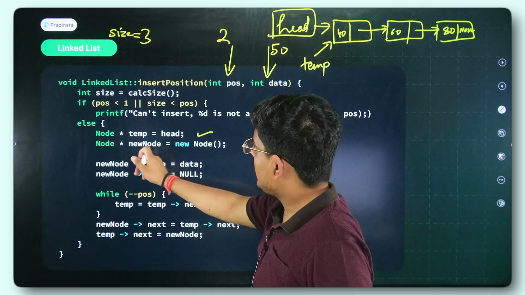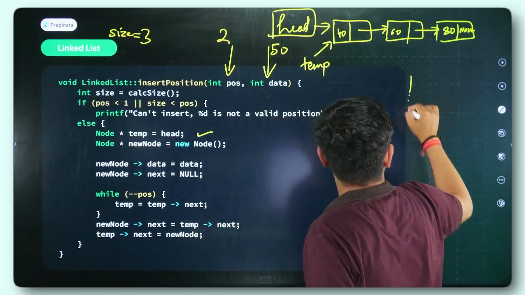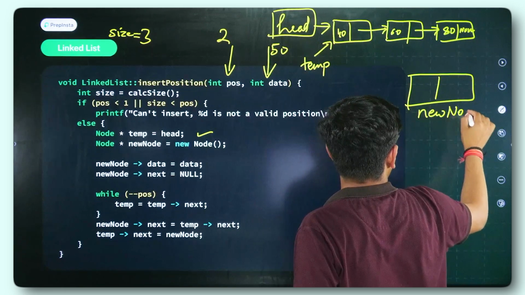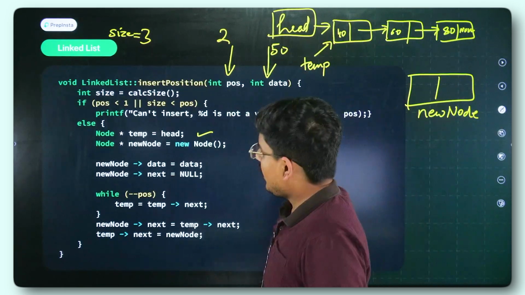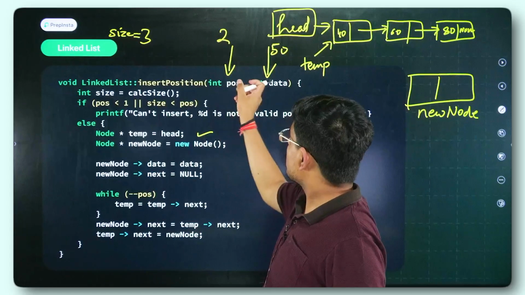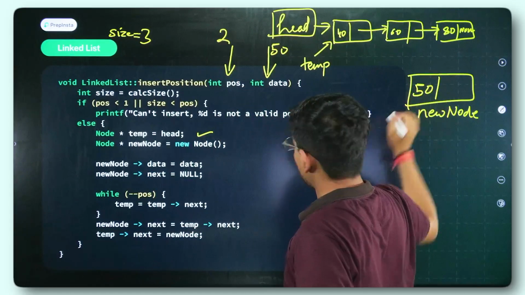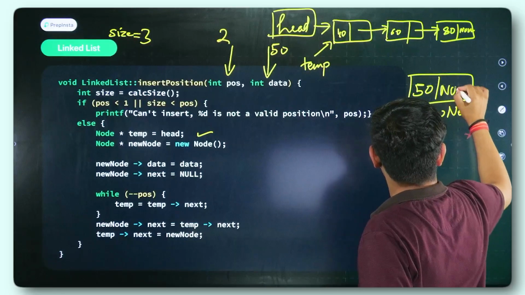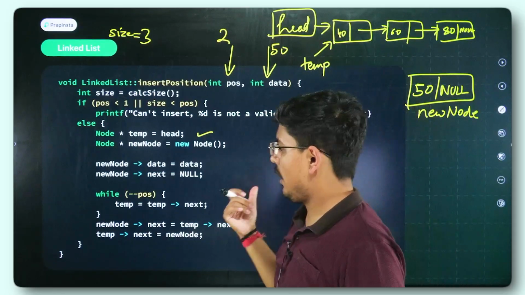Fine. I initialize a new node structure. So I need a new node. I'll initialize it here, new node, right? Now in the data portion I'll put this data 50 that I want to add. In the next portion I'll add null. So here in the pointer part of this node I'll add null.